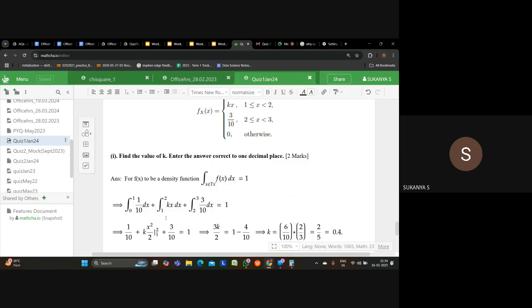Now, when you apply the limit, you will get 1 by 10 plus 3 by 10 plus 4k minus k by 2, so 3k by 2, is equal to 1. So this is going to be 4 by 10 plus 3k by 2 is equal to 1, or 3k by 2 is equal to 1 minus 4 by 10. And on solving this, we will get k is equal to 0.4.